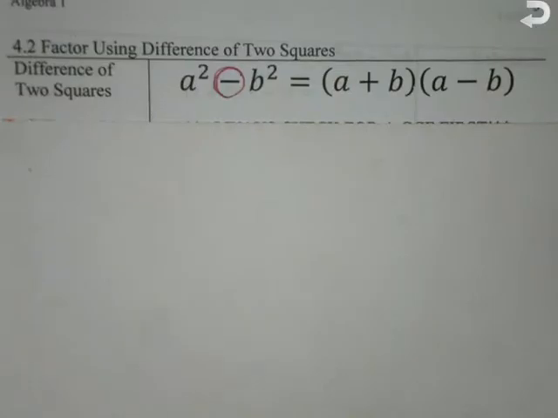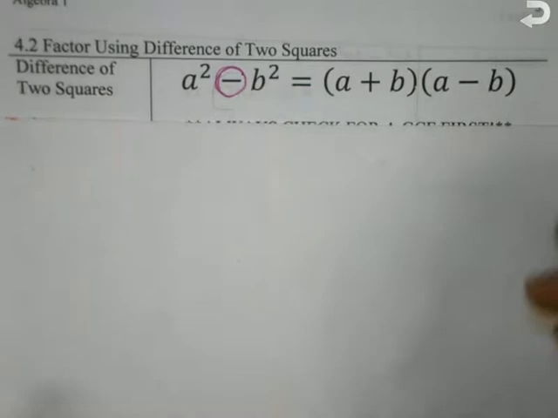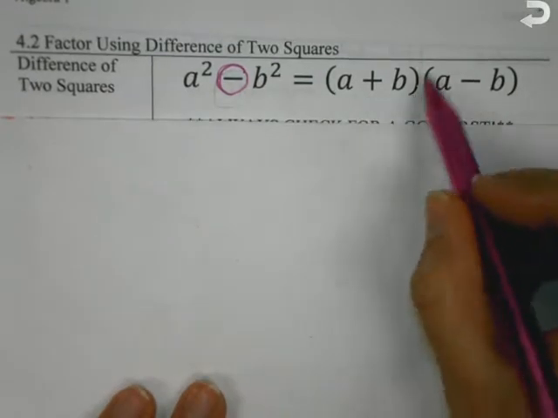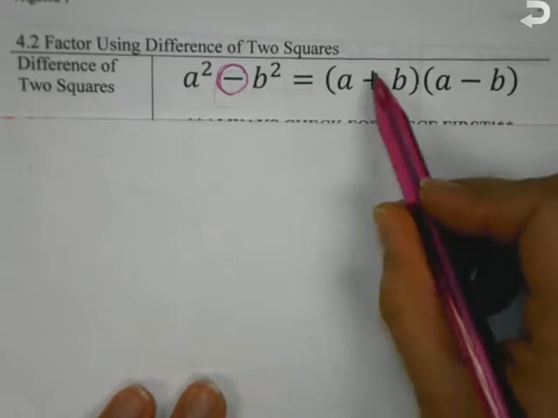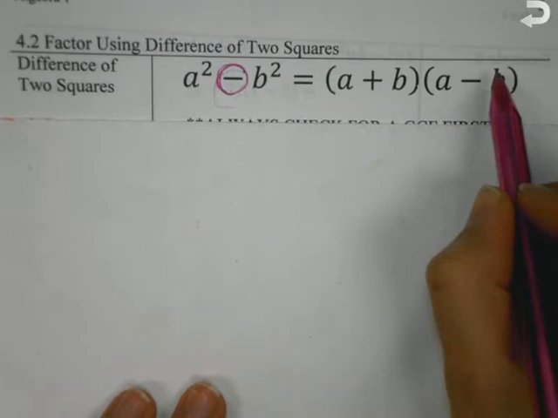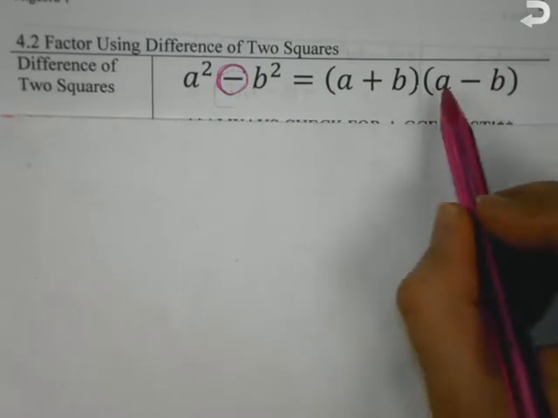To factor a difference of two squares, we set up two sets of parentheses. One is addition, one is subtraction. And then we take the square root of each term.